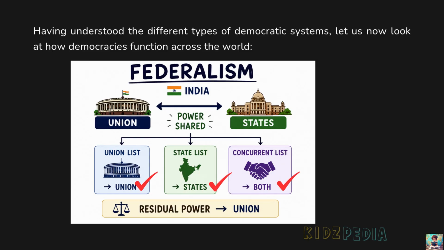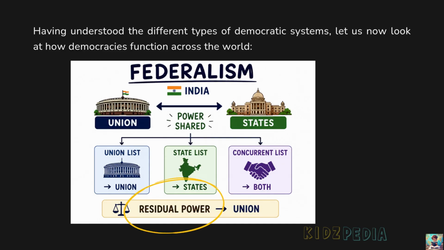handled by both. The Constitution puts these subjects into three lists: The union list contains subjects mainly handled by the union government. The state list contains subjects mainly handled by the state governments. The concurrent list contains subjects on which both the union and state governments can make laws.